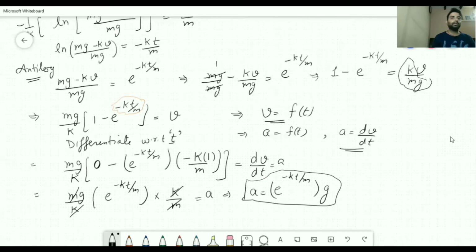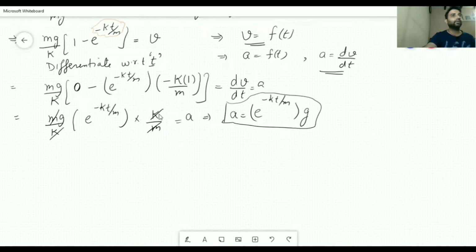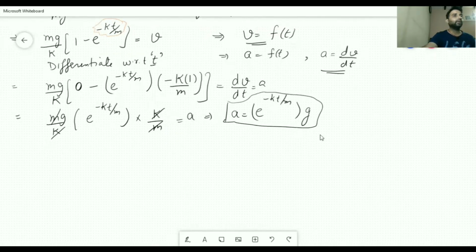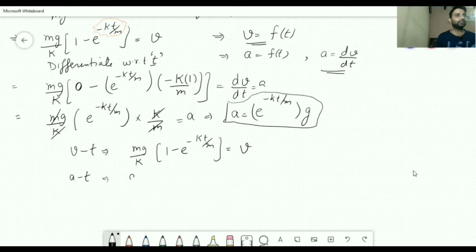So we have got two values, right? First we have got v in terms of t, and then we got a in terms of t. So now we got two equations. First was the vt relation, and then the at relation. The vt relation we got is mg divided by k, 1 minus e to the power minus kt by m is equal to v, and the at relation I've got is g e to the power minus kt by m. So these are the two equations.